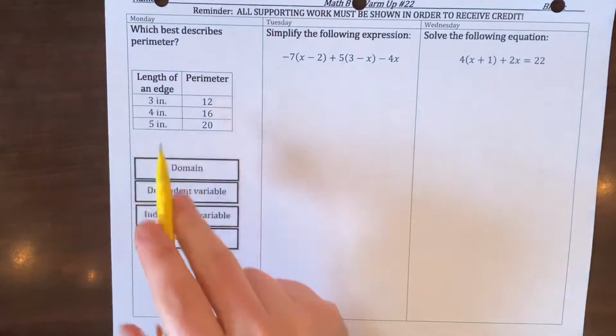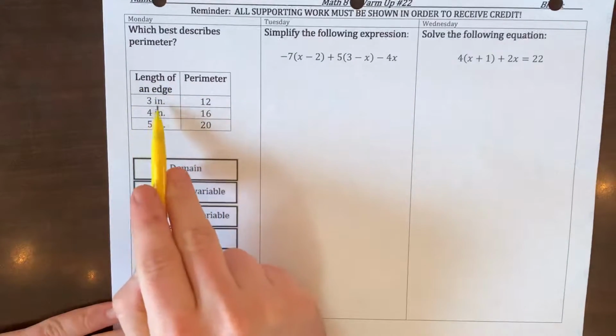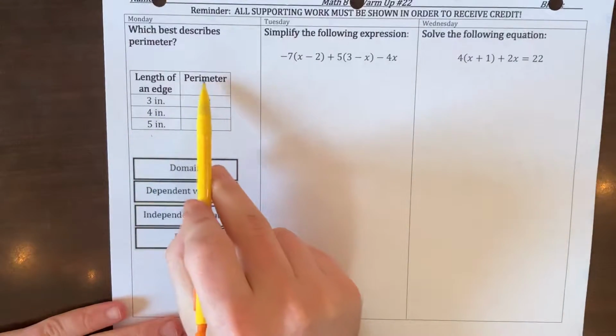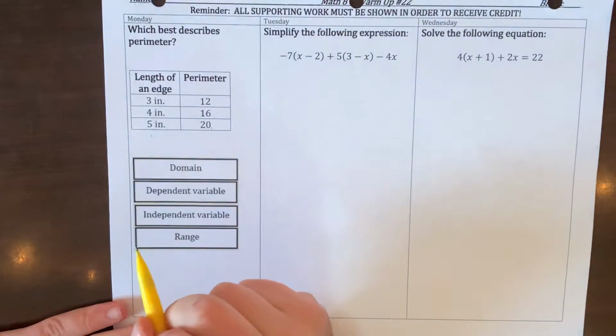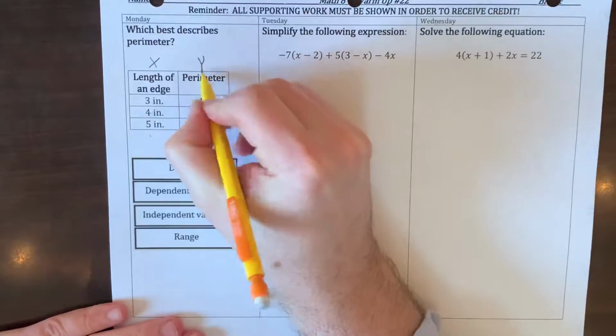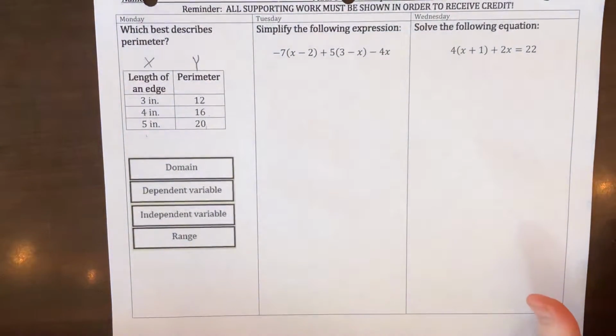And so if we have a table of values where it says the length of an edge, and it has 3 inches, 4 inches, 5 inches, and it has the perimeter, 12, 16, and 20. So another way you can represent that is like this. You could say you have your X and your Y values, just like you've had before, where it has a table of values and the corresponding pairs.